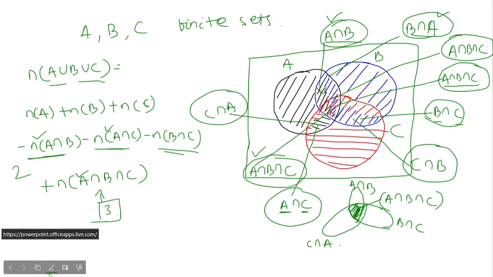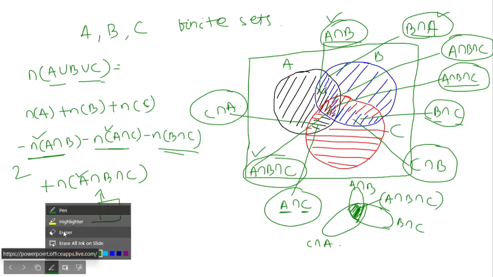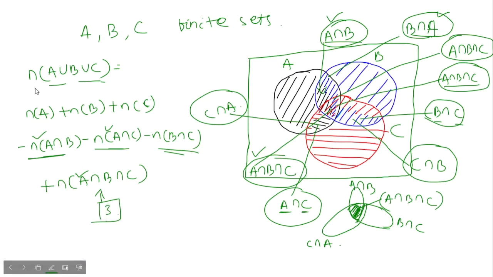Okay, so now my problem is solved, and I can write number of elements in A union B union C is equal to number of elements in A plus number of elements in B plus number of elements in C minus number of elements in A intersection B minus n of A intersection C minus n of B intersection C plus n of A intersection B intersection C.